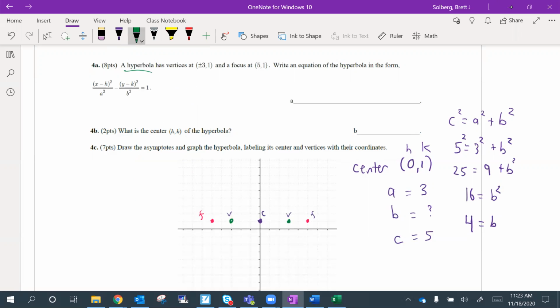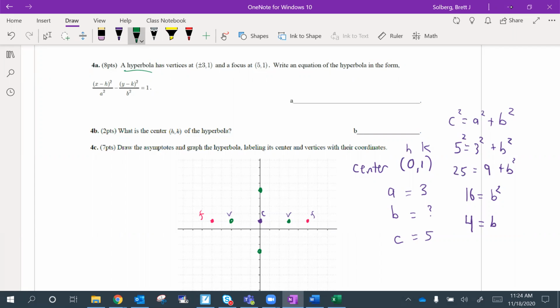Now, what that means is on my graph, b is going to be how much we go in the y direction, which is 1, 2, 3, 4. So that's one of our co-vertices, 1, 2, 3, 4. That's another, or wait, this is a hyperbola. So this is going to be used to make our rectangle.